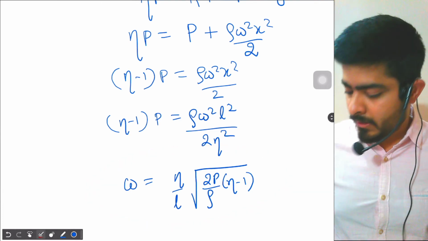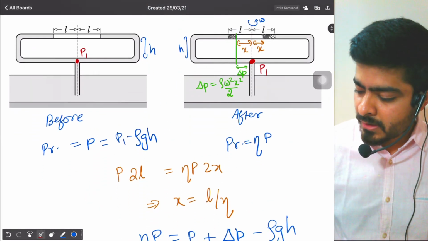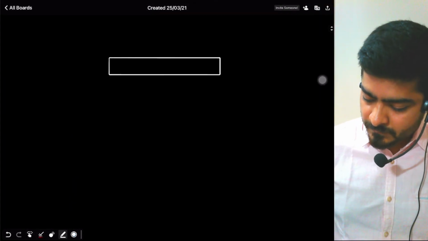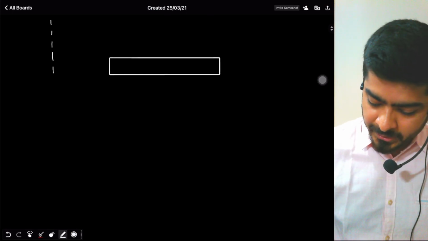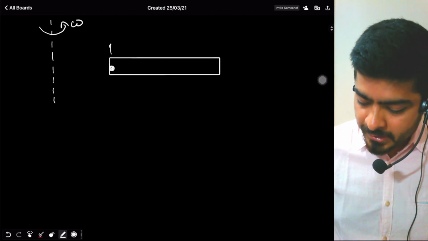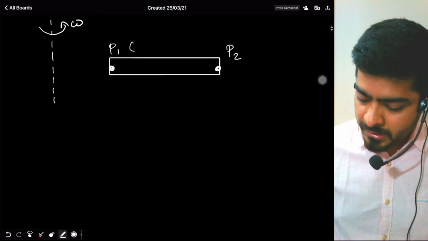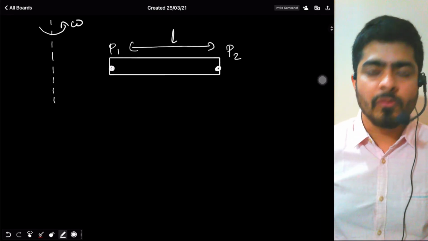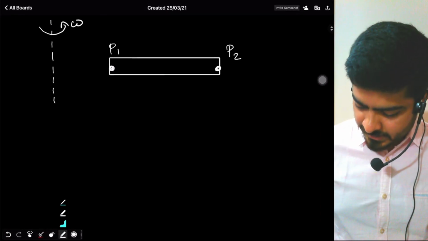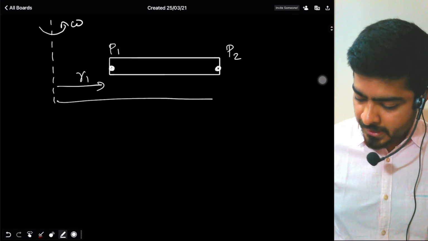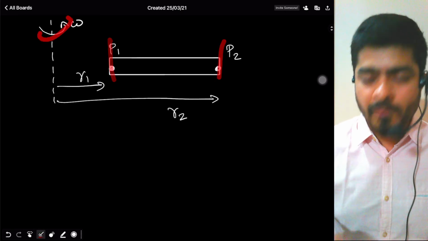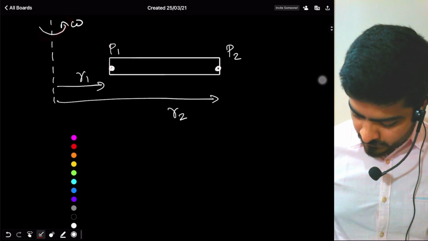Now for those who don't know how the pressure changes under rotation, let me explain that. We take a tube, and this tube is rotating about this axis with angular speed omega. The pressure over here is P1, the pressure over here is P2, and the distance between them is L. Or rather, instead of writing L, I could take this radius to be R1 and this radius to be R2. So I need to calculate the pressure difference between the 2 points because of rotation. So how do we do that?